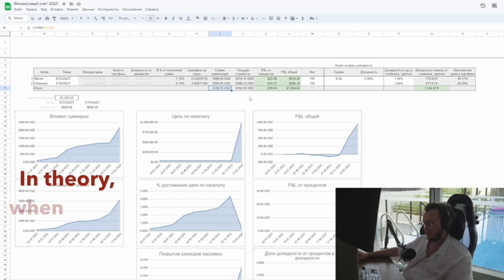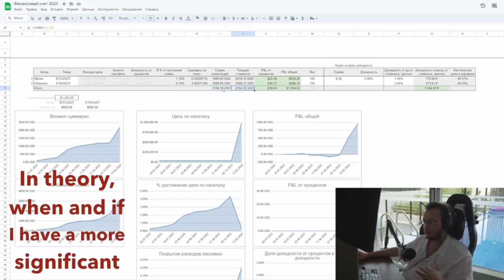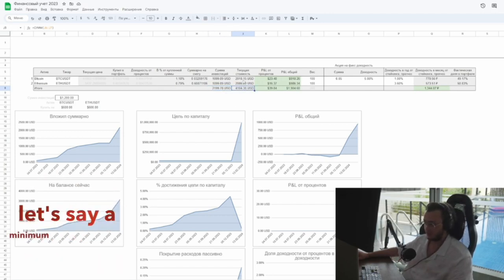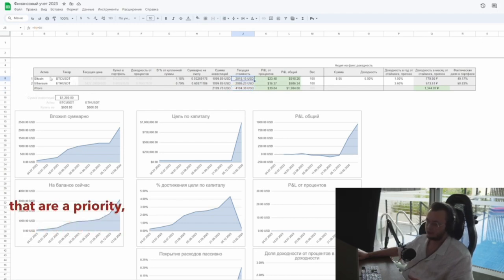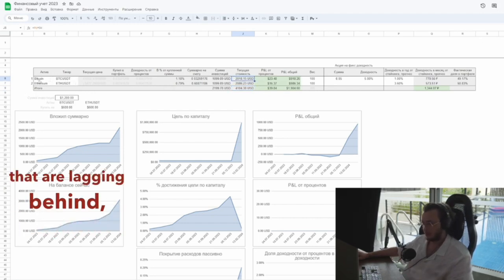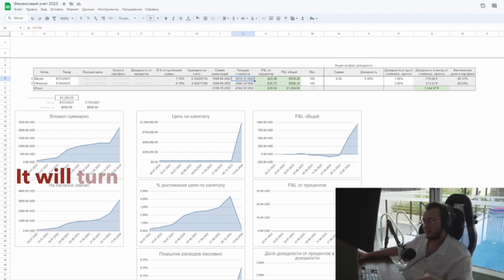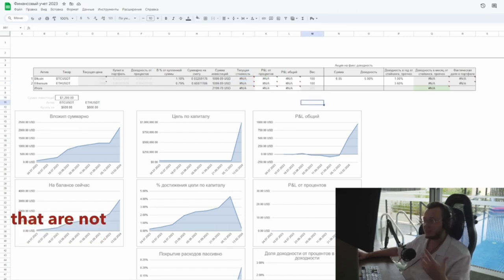In theory, when and if I have a more significant portfolio, let's say a minimum of $40,000, I would purchase the coins that are a priority, the coins that are lagging behind. And in this way, it will turn out that the majority of my investment goes into those coins that are not at their peak.